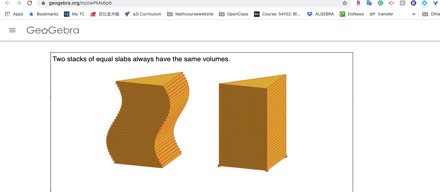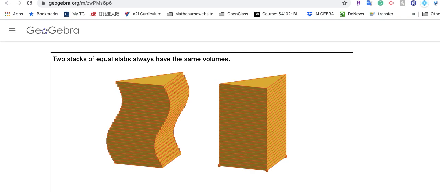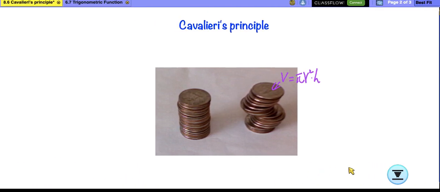As for the deeper reason why, when you learn calculus in the future, you will understand exactly why this kind of thing happens. So this is a good way to visualize why they have the same volume here. Lastly, we are going to check one example to finish this topic.